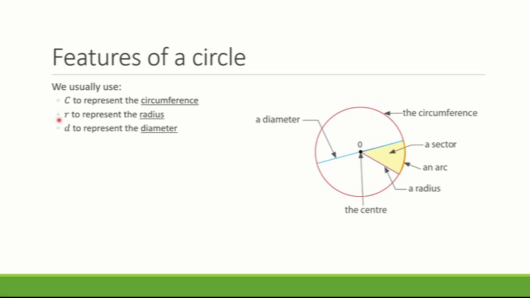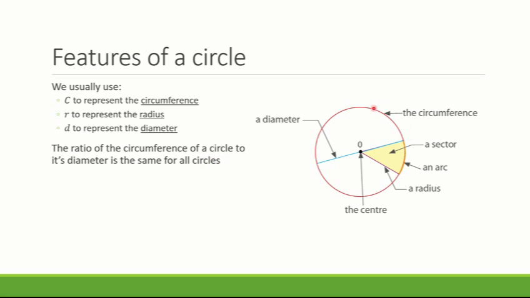We usually use the letter C to represent the circumference. Circumference is the perimeter all the way around. The small letter r represents the radius, which is the red line there, and D represents the diameter, which is from one point of the circumference to the other, but it dissects the center point.